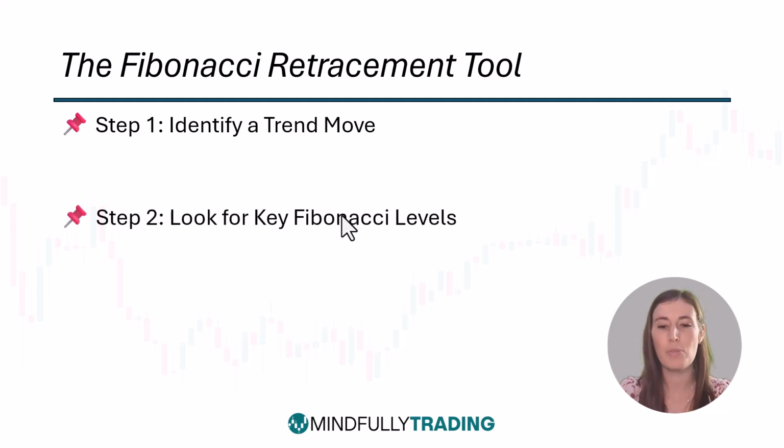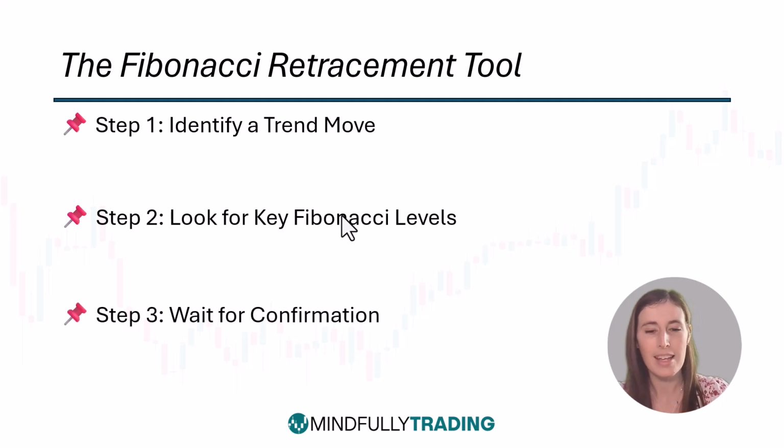Step number 2 would be to look for key Fibonacci levels. Price will often retrace to these levels before continuing its move up. The 62% to 79% zone is what is commonly referred to as the optimum trade entry. That's the zone that I like to use for my trading, and I will talk more about that later in the video.